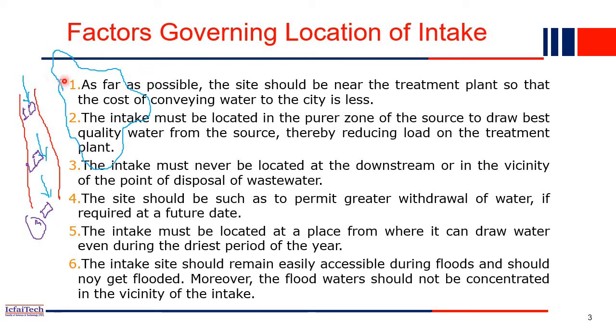If the water treatment plant is here in this location, then the intake should be here, so that the water can reach the water treatment plant over a very short distance. If the water treatment plant is here and you cannot construct the intake structure here, it will take a longer distance to travel to reach here. That's why, as far as possible, the site should be near the treatment plant, so that the cost of conveying the water into the city is less. That should be taken care of.